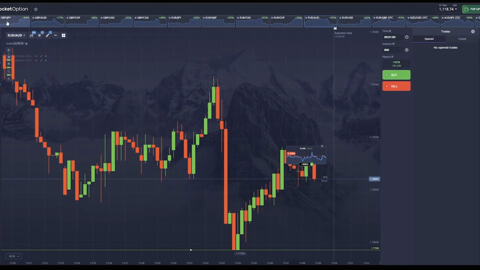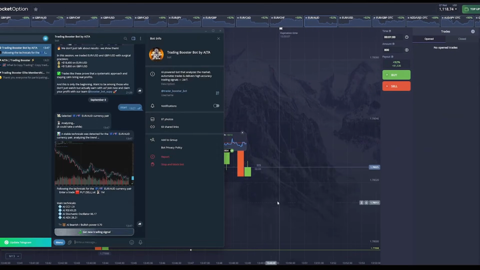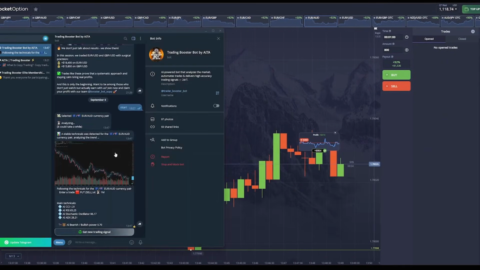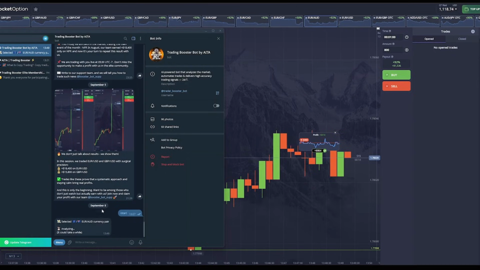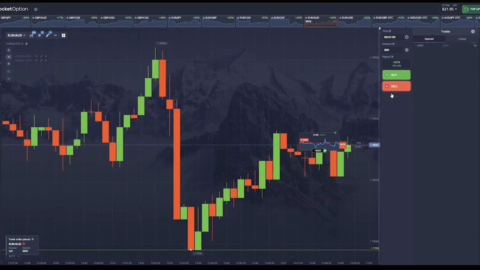Let's pick an interesting currency pair. Actually, we can even try this trade on the same pair, the euro to Australian dollar. Let's do that. And set the trade time to 1 minute again. Let's see how 2 trades in a row close on the same currency pair.